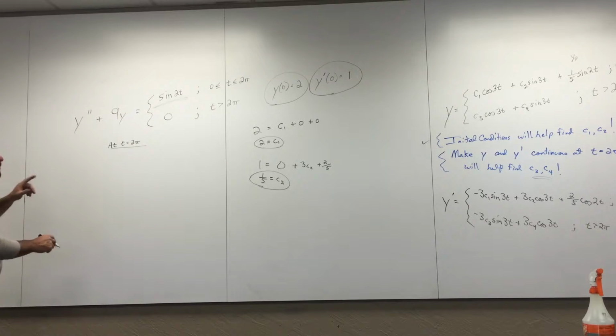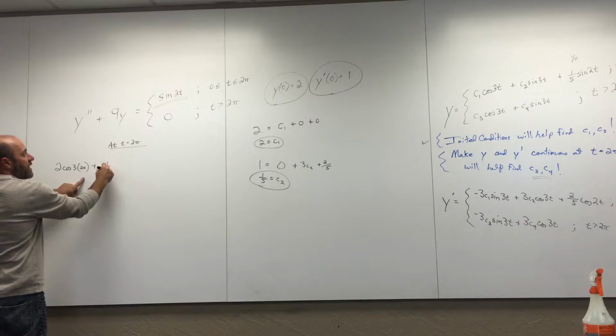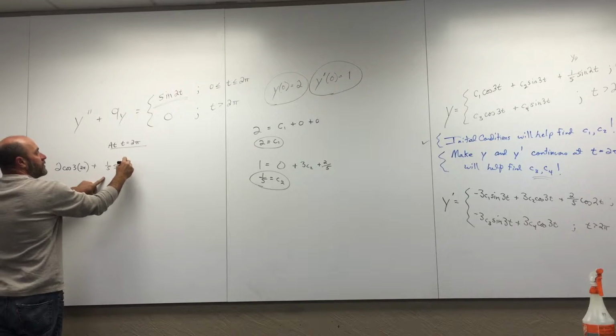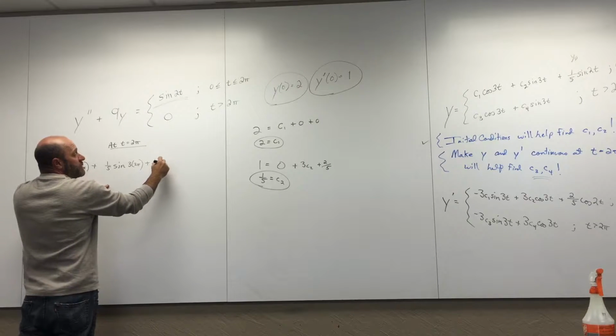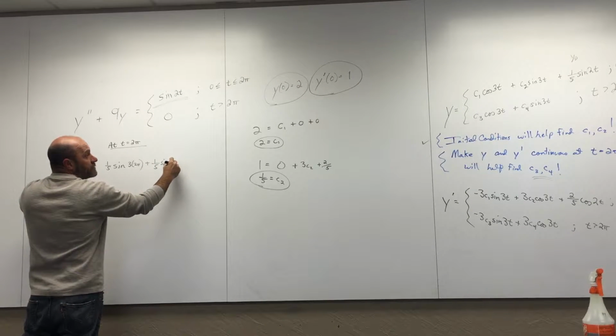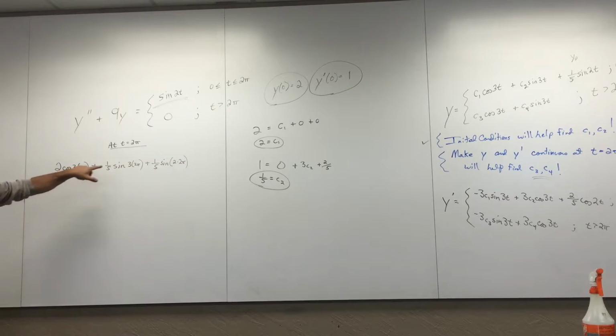Okay. So, starting at the top, C1 cosine, that's a 2, cosine 3, and what am I doing? I'm just plugging in at 2 pi. And then C2 is a 1/5. That's a sine of 3 times 2 pi, plus a 1/5 times a sine of 2 times 2 pi. I'm plugging in 2 pi, all in that top. A bunch of those are 0. That's 0. That's 0. That's 1 times 2.